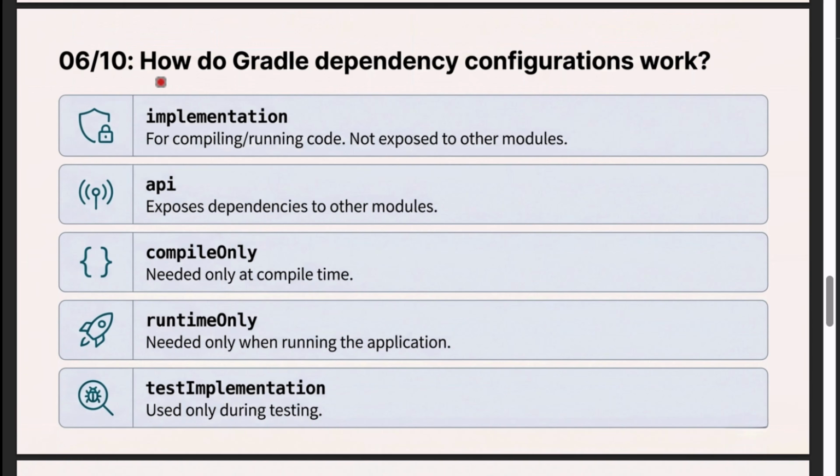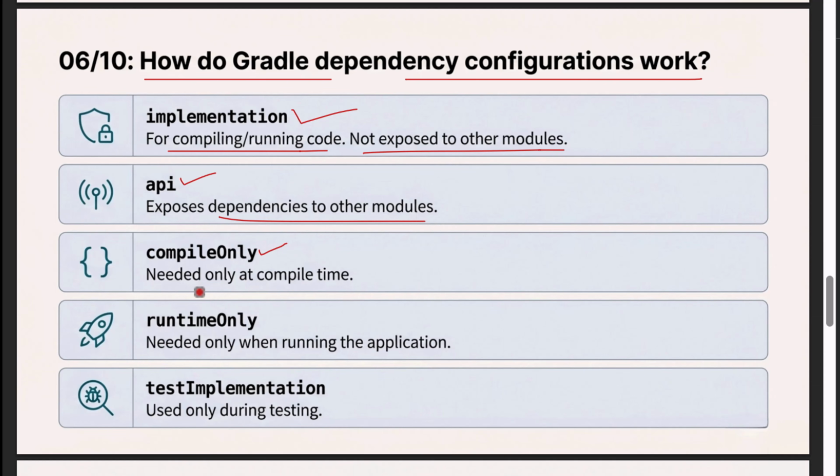Question 6. How do Gradle dependency configurations work? In Gradle, dependencies are organized using configurations. These configurations determine when and how dependencies are added to the classpath. The most common one is implementation. It is used for compiling and running your code, but it does not expose dependencies to other modules. API exposes dependencies to modules that depend on your module.